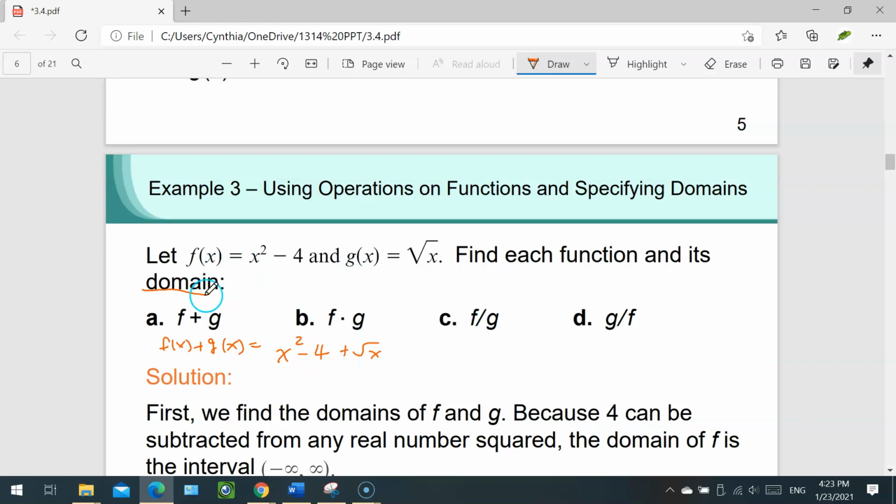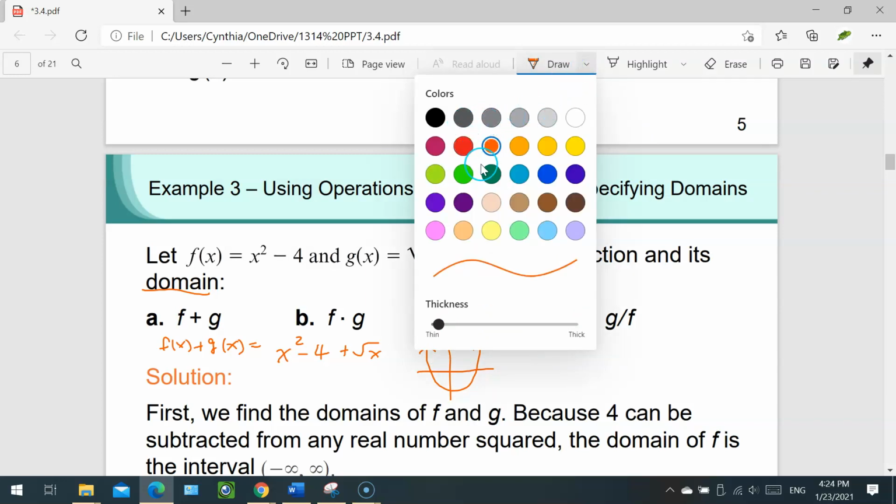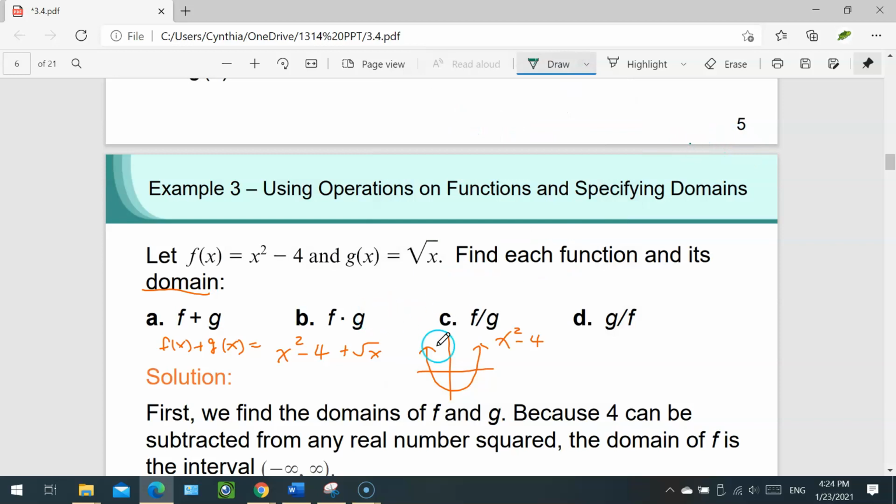Now, the challenging part is giving the domain when you combine these two functions. So let me sketch the graph of this one. x squared minus 4 is a parabola facing up. Okay, so this is x squared minus 4. Now square root x is a radical function. It has a 90 degree curve that starts from 0, 0 and goes toward infinity. So this is the square root x.